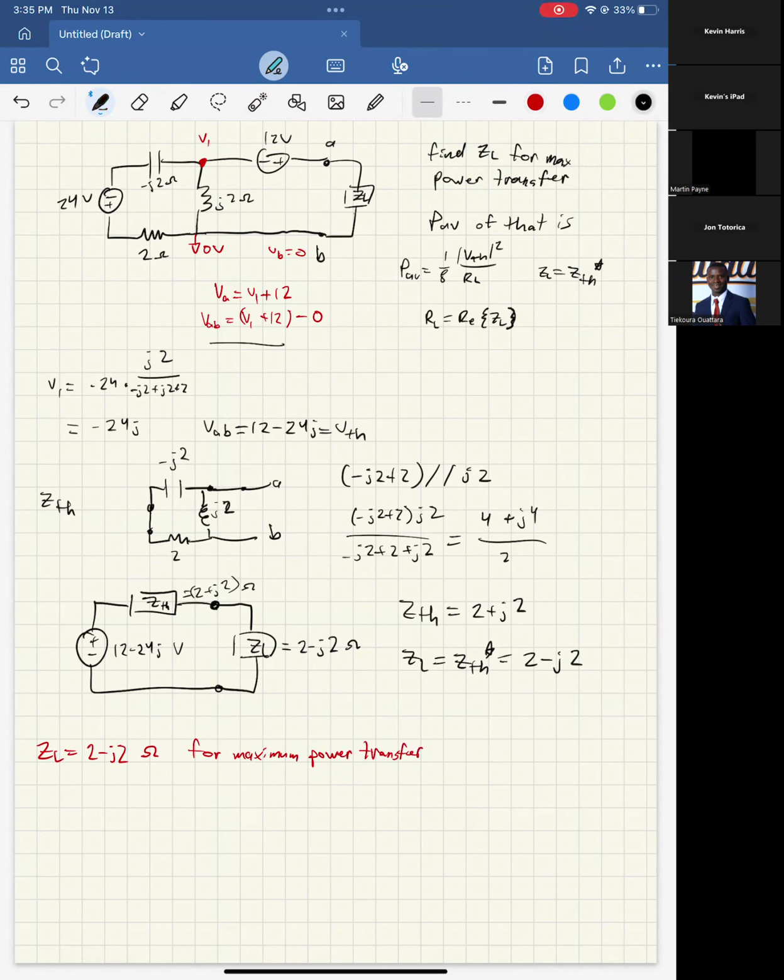And then for the second part of this, we want to use that power average equation. It's this over RL. And here we get 1/8 times the magnitude of VTH squared. So that's going to be equal to, okay, it's this. The magnitude of VTH squared is going to be 12 squared plus 24 squared, which is 720.